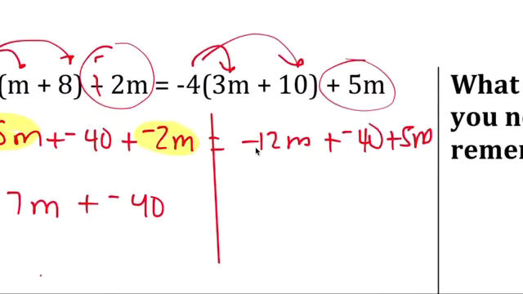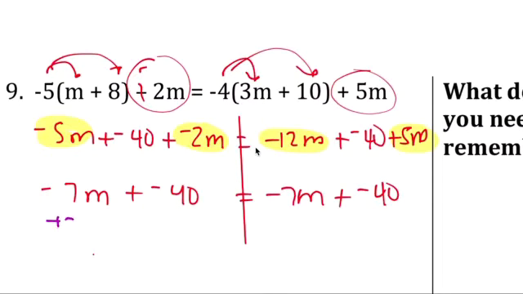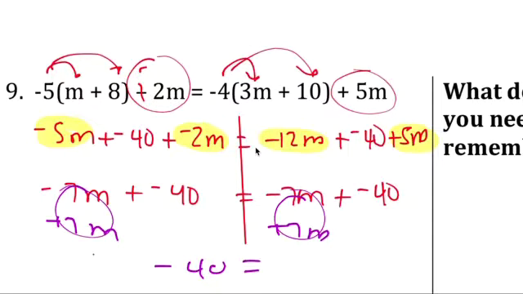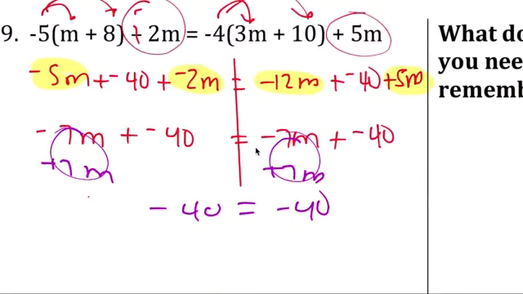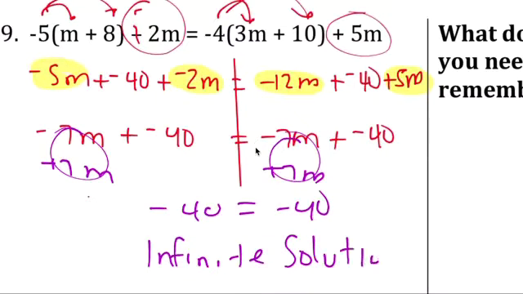On this side here, you can combine the 12m and the 5m, you get negative 7m plus also a negative 40. Make 0 to the variable by adding 7m, that's 0 plus negative 40 is negative 40, and that's negative 40. This is infinite solution. Okay.